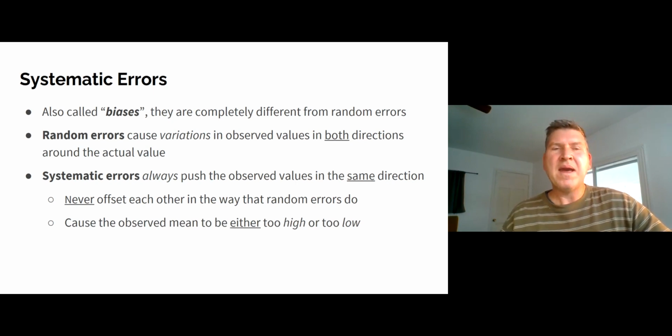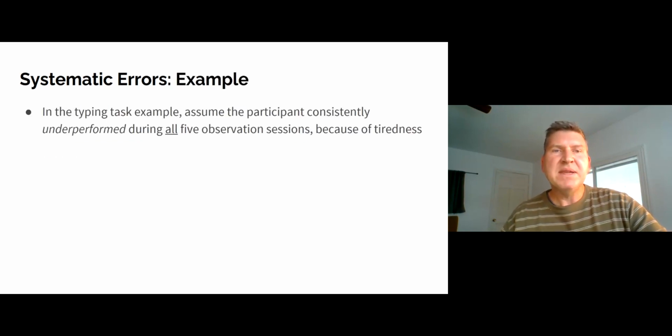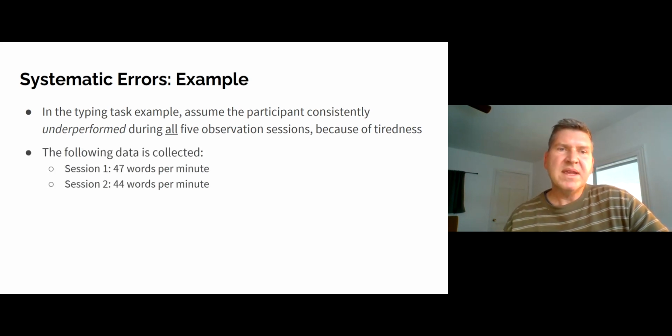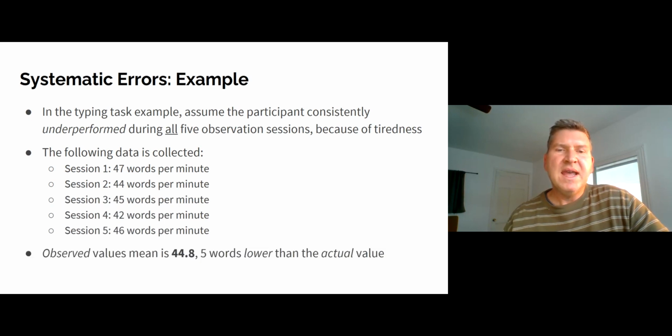Let's talk about why and what these systematic errors are. So remember that typing task. Let's just assume that the participant consistently underperformed in all 5 of the observation sessions. Maybe they were tired or fatigued, or they couldn't focus for some reason. So then we get the following data set. They do 5 different sessions, and the observed mean from these 5 is 44.8. And this is actually 5 words lower than their true performance.